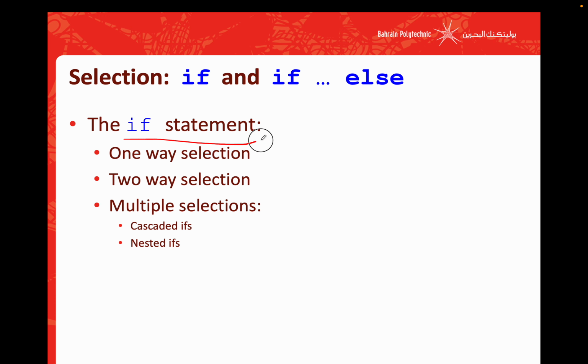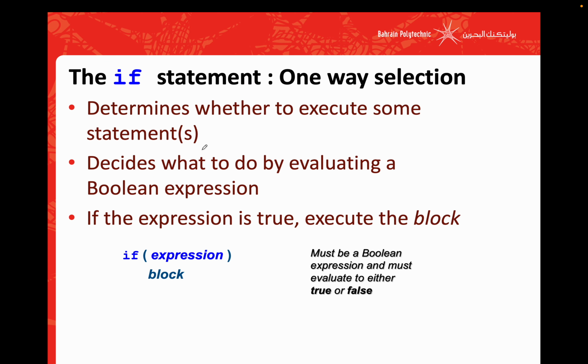If statements are basically the building blocks. This is how you can add selection to your code using an if statement. There are three kinds: one-way selection, two-way selection, and multiple selection, which includes cascaded if and nested if. Now we'll start with the first one, which is one-way selection, and this is how it's written.